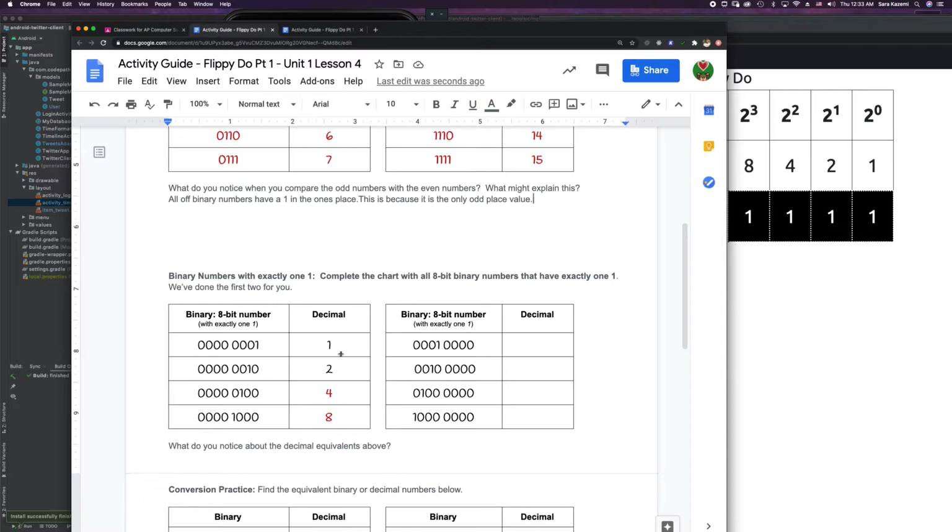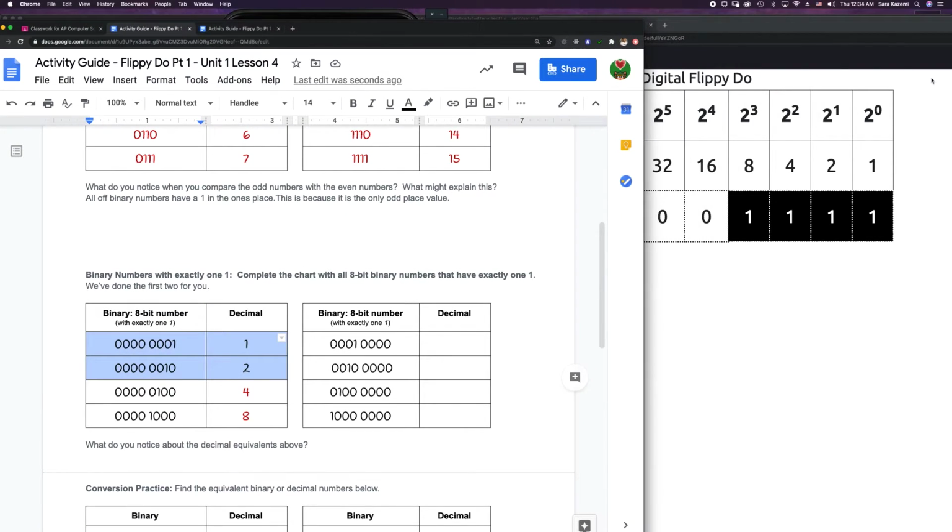Okay, so this next one, what you want to do is complete the chart with all the 8-bit binary numbers that have exactly 1, 1. I believe when you start out on yours, you might only have these 2 filled out for you. So I want to make it clear what they mean by 8-bit binary numbers that have exactly 1, 1. So let me put this back over here.